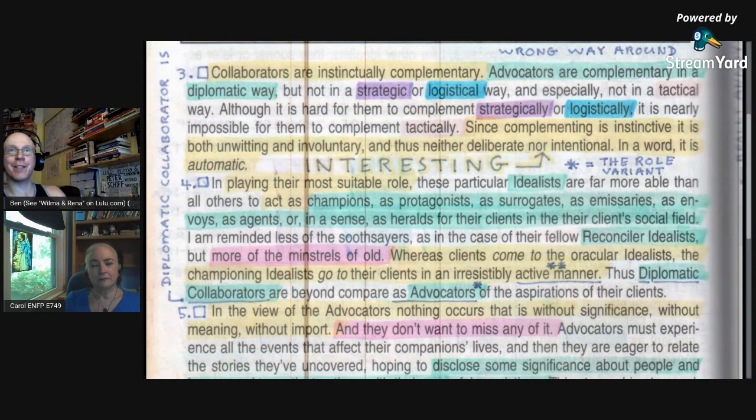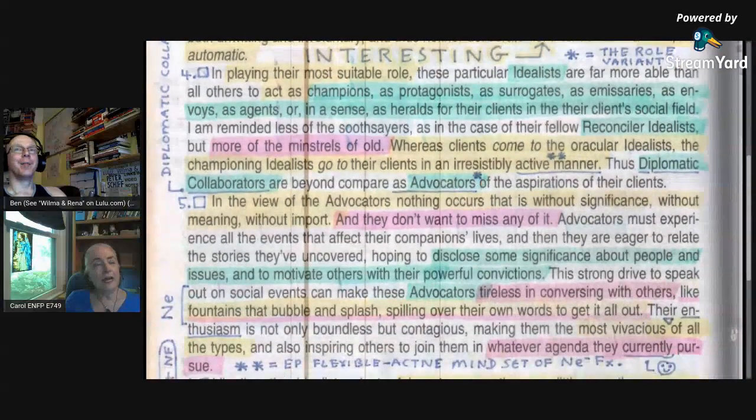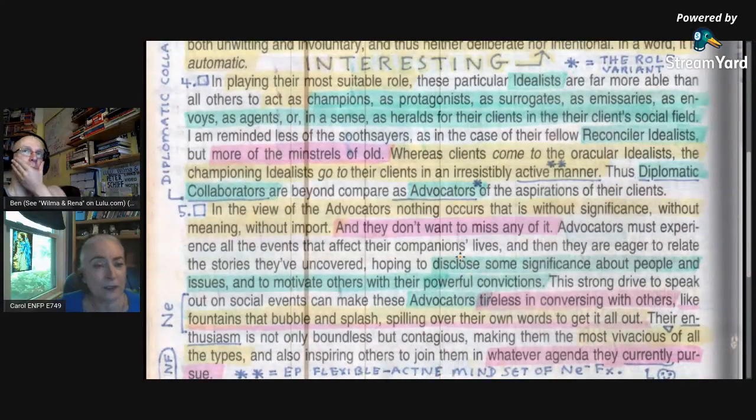Since complementing is instinctive, it is both unwitting and involuntary, and thus neither deliberate nor intentional. In a word, it is automatic. So automatically get things going. Yes. And I was get things going long before I knew what that meant. So I get it that I was instinctively behaving in a certain way in a room full of people, that it was many years before I understood that get things going is exactly what I was doing. And ENFP, collaborative advocator, is exactly what I was doing.